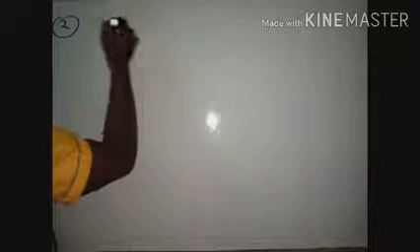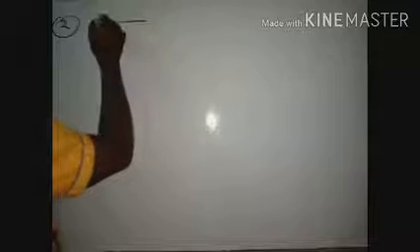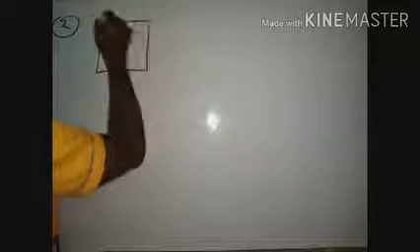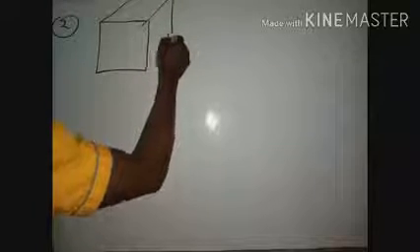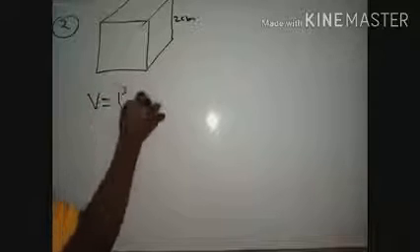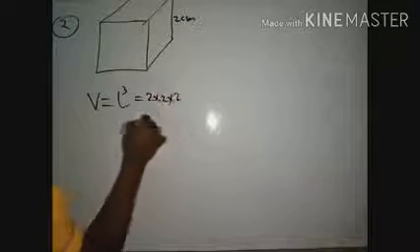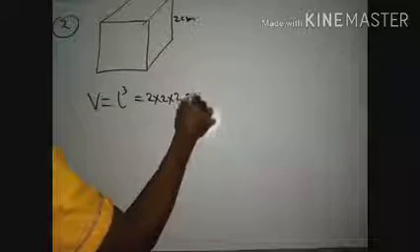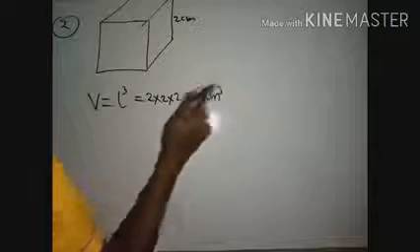All right, very quickly, if I have a cuboid, and I'm told that one of the sides is 2 centimeters, and you know that the volume of a cuboid is L cube. So that will just be 2 times 2 times 2. And the answer will just be what? 8 centimeter cube. It's as simple as that.